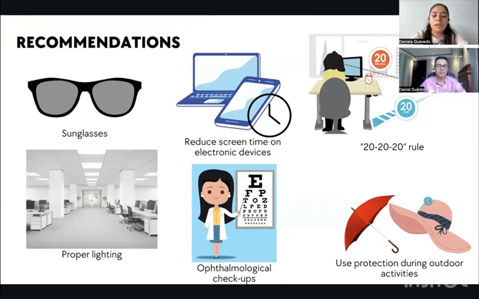So here are some recommendations that we can take. Wear sunglasses, reduce screen time on electronic devices, and take visual breaks. The 20-20-20 rule can be helpful. This means every 20 minutes, look at something that is 20 feet away for at least 20 seconds. Also use proper lighting, carry out periodic ophthalmological checkups, and use protection during outdoor activities.